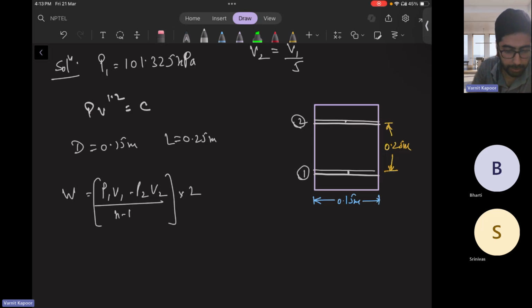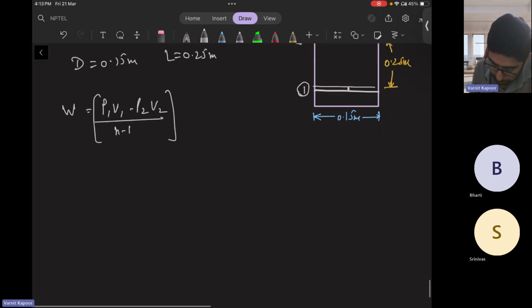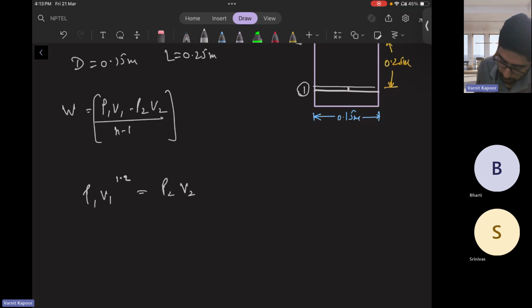It will be 2 times in that scenario. But if you don't want 2 times, then it will be only for the compression stroke. It will be only 1 time. Now, from the expression P1 V1 to the power of 1.2 is equal to P2 V2 to the power of 1.2. That's given to us.